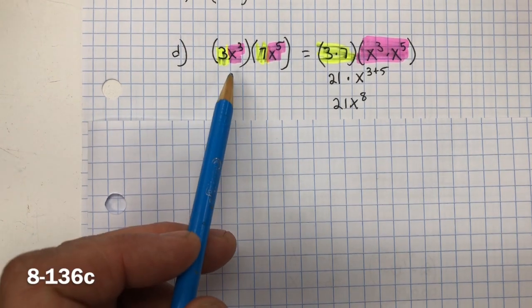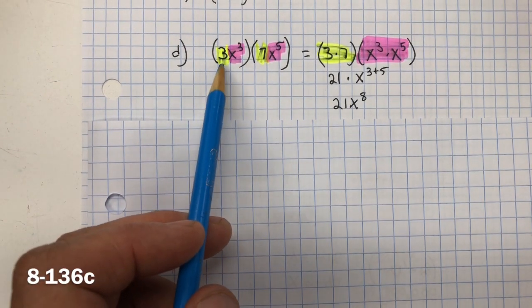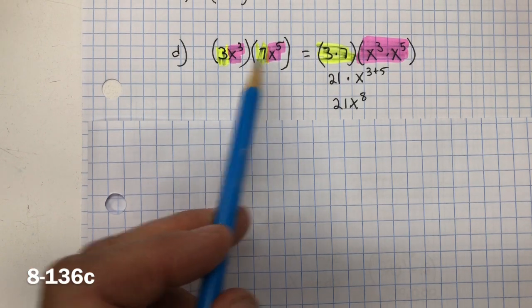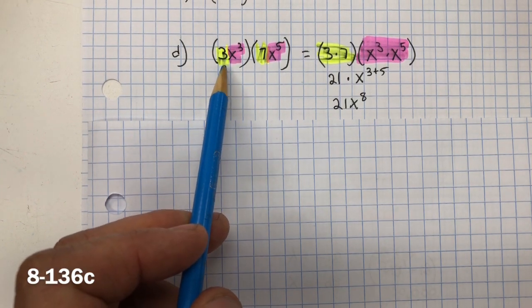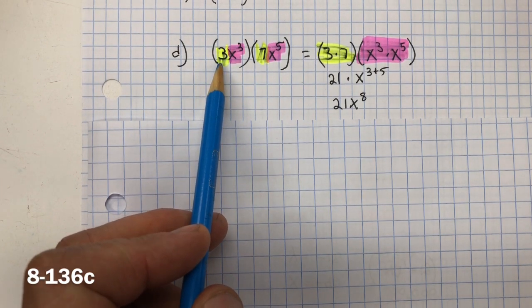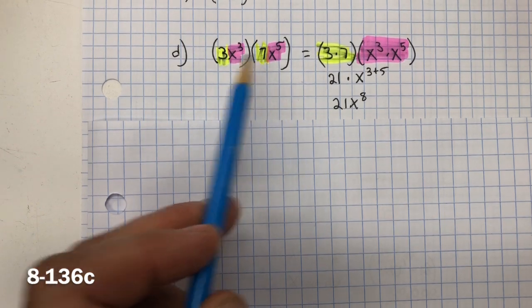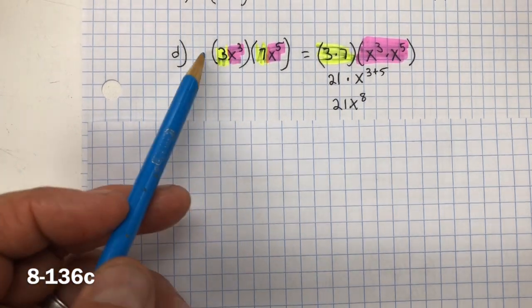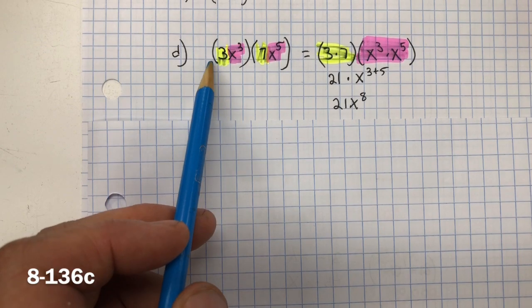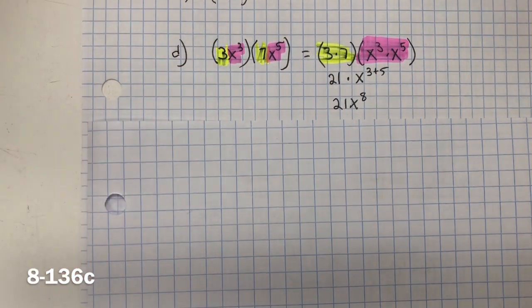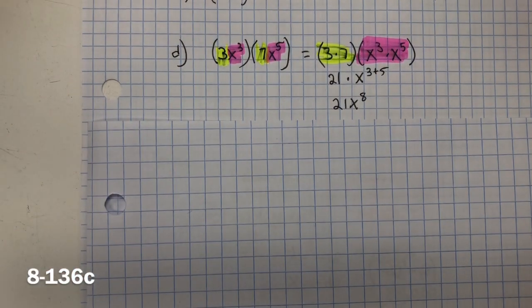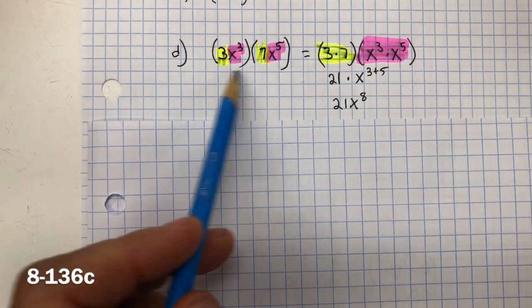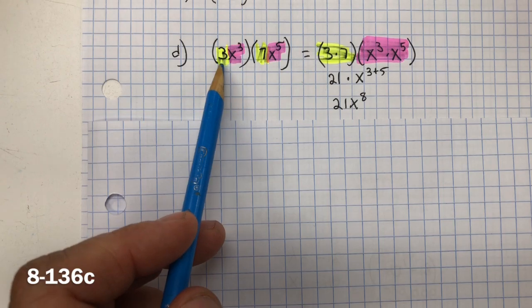In D, we're multiplying these two terms. And so we have 3 and 7 are like terms. And remember, commutative property, it doesn't matter which order you put them in, because 5 multiplied by 2 is 10, and 2 multiplied by 5 is 10. So you can switch them around. It doesn't matter the order.